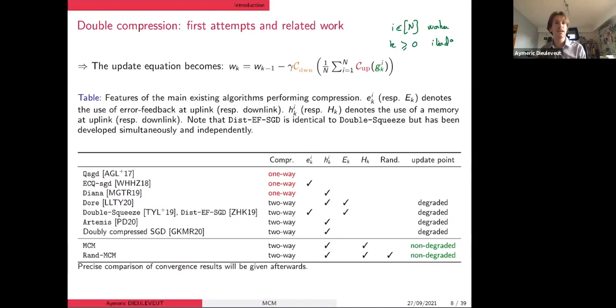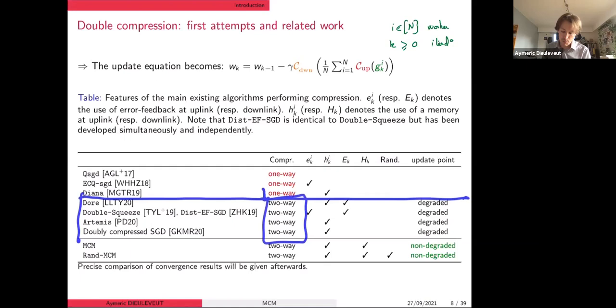And what we are going to try to do in today's presentation is to show that basically we do not need to degrade the central model, and we can improve the convergence rates if we don't do so. I will come back to the comparison to all these algorithms that have double compression, and I will also compare a lot to the paper by Konstantin Mishchenko on Diana.